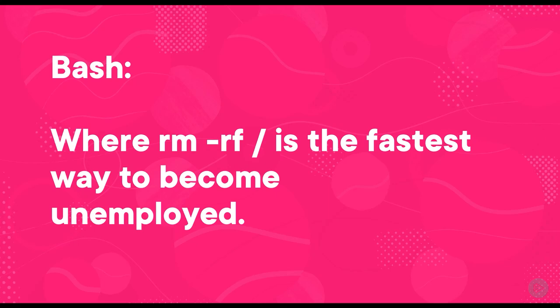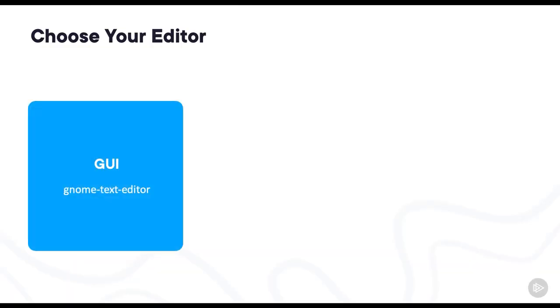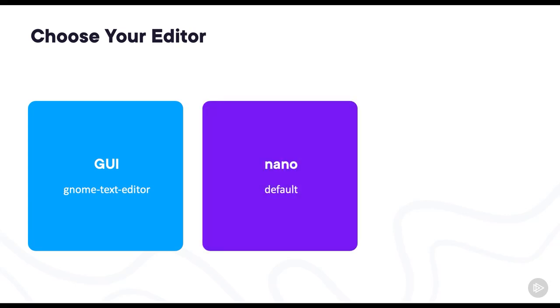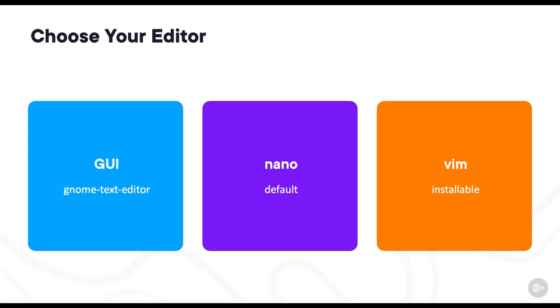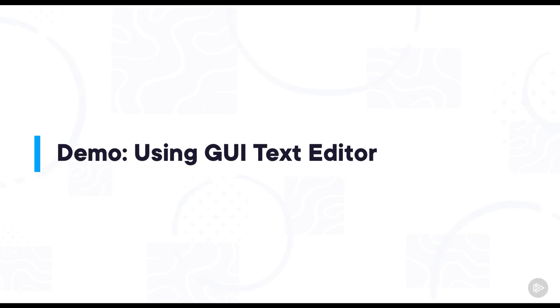But before we get into this, let's take a look at choosing your editor. You can, of course, with a graphical environment, use a graphical text editor. By default, we have the GNOME text editor, but also, as we've seen from the command line, we have Nano, and this is the default editor in Ubuntu Linux. But as well as this, there's a myriad of other text editors, including Vim. This is installable. It's more powerful, but has a steeper learning curve. So let's make sure that we can understand the use of the GUI text editor in our desktop.